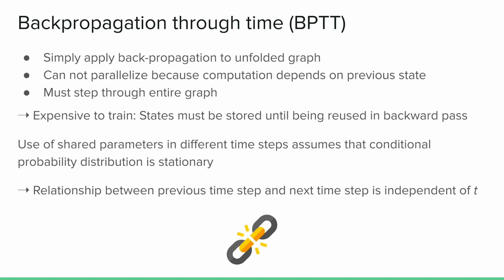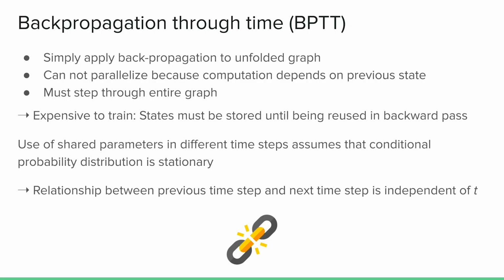The problem here is that we cannot parallelize this, because the computation depends on the previous state. We feed in the first value and compute an intermediate result. The second computation depends on the output of the first step. So we must go through the entire graph, and it becomes really expensive to train, because we have to store all of these intermediate states until they are reused for the backprop.